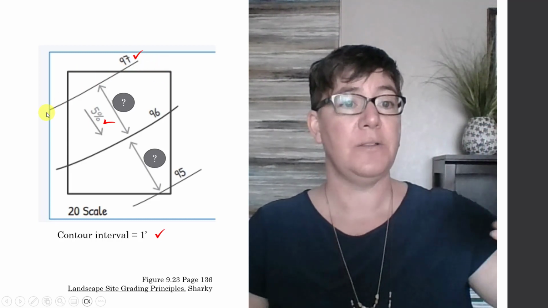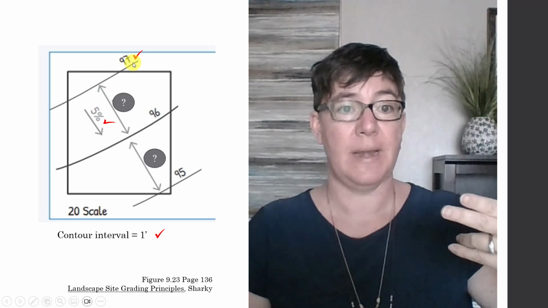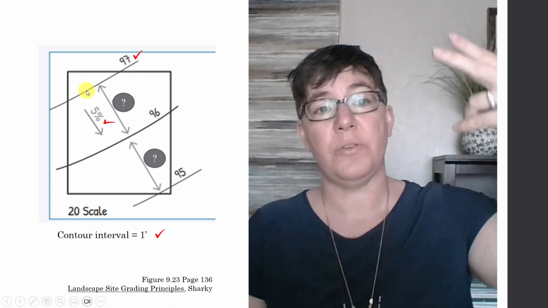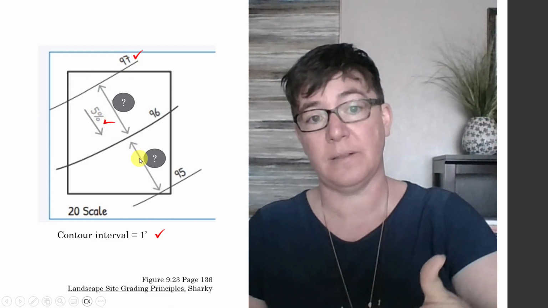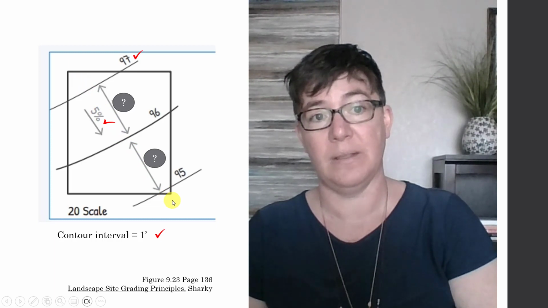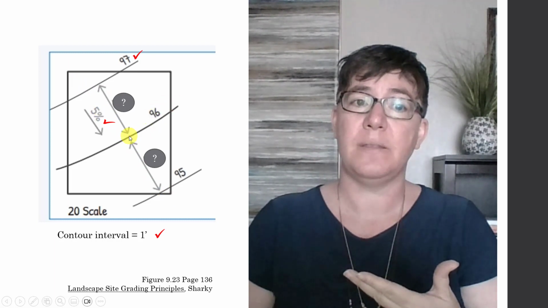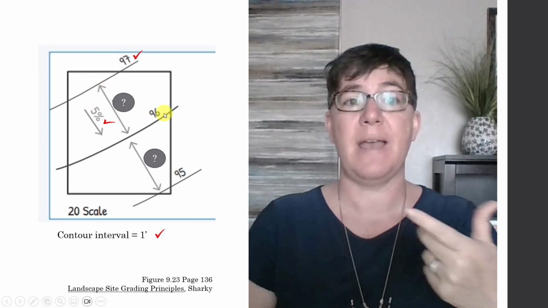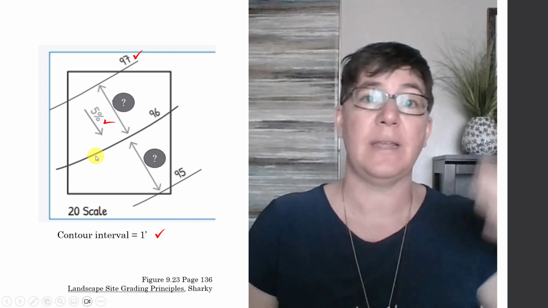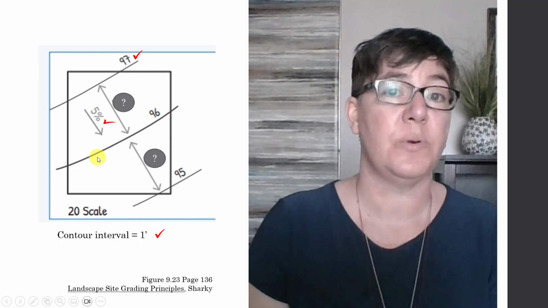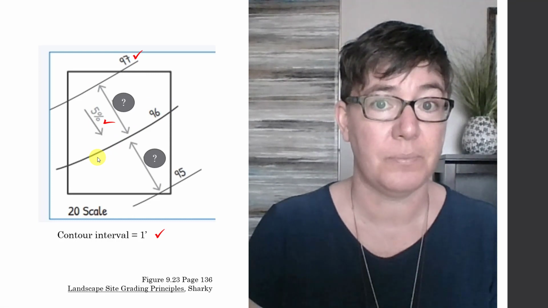We've got a contour right here for contour 97. And we'd like to have a 5% slope going down in this direction. So the question is, what is this distance between 97 and the next contour 96? Where should we place contour 96 on the plan?